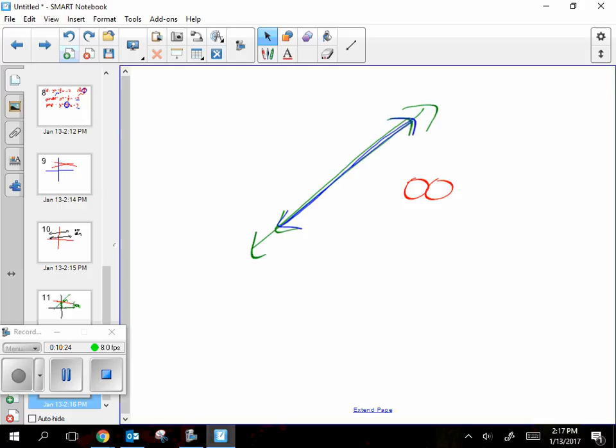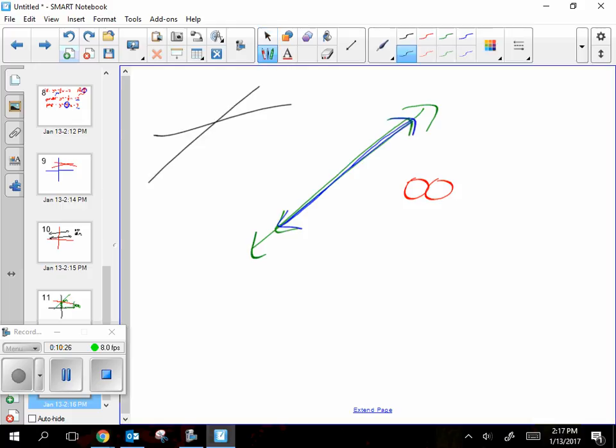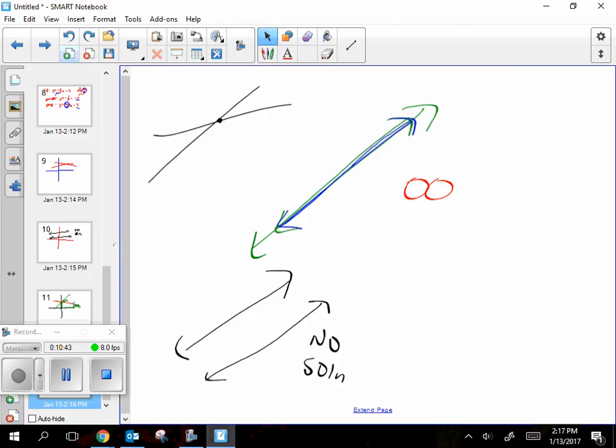So there's either this, and that's the solution, or there's infinite solutions, or this, and there's no, well, actually, those look kind of like they would touch. I better make them really parallel. There. Those where there's no solution. Okay, that gets you up through problem 100.